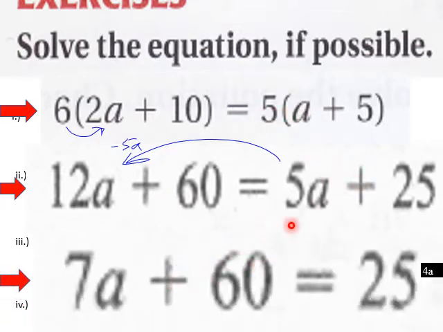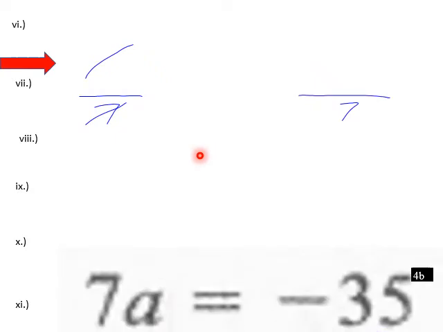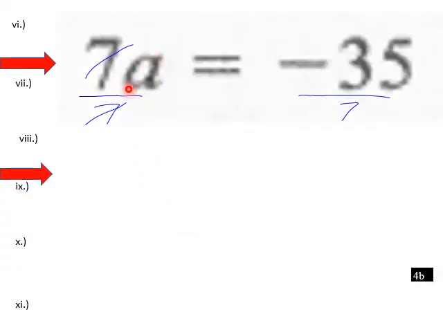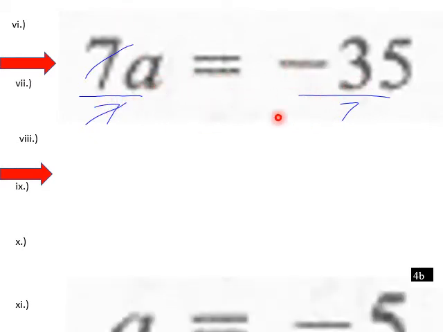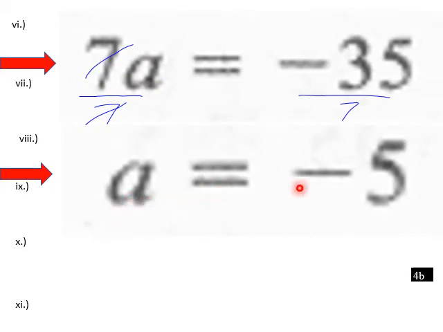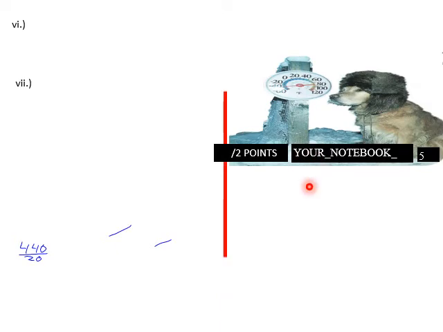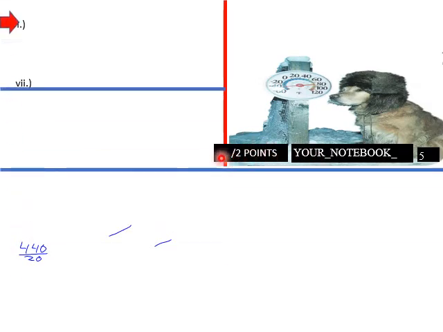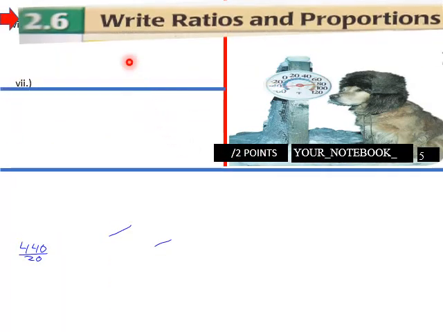And then we subtract 5a from both sides. We end up with 7a plus 60 equals 25. And then when we combine like terms on the right side, we end up with 7a equals -35. Divide through by 7 on both sides, and we end up with a equals -5. So we have a solution for that one. Let's go to page 5. Now our notebook entry here, 2 points.